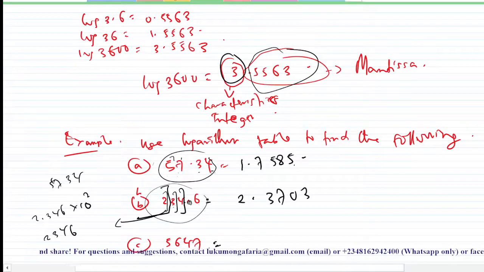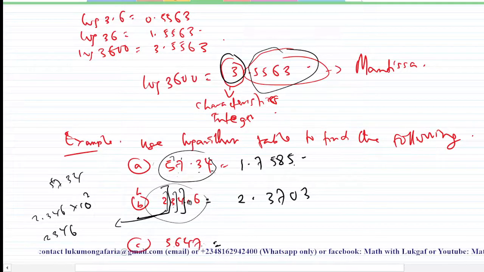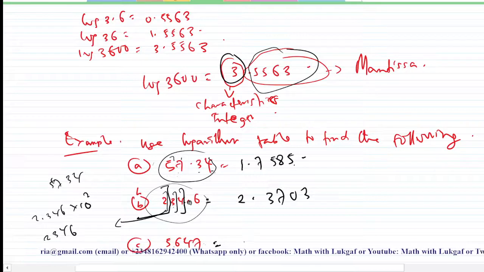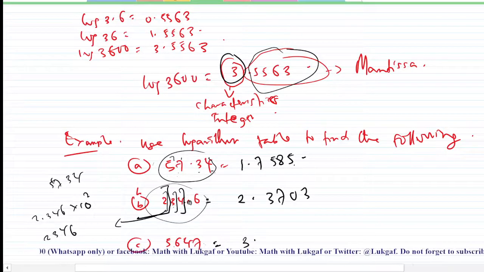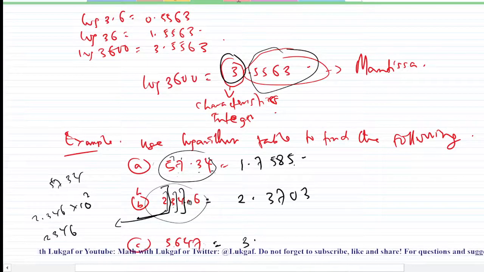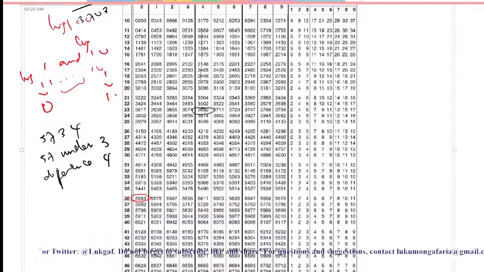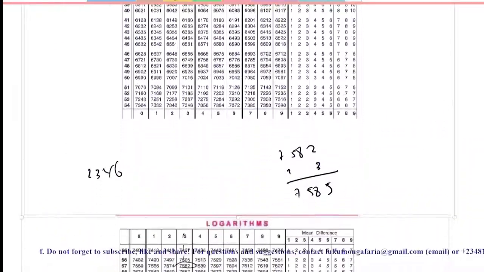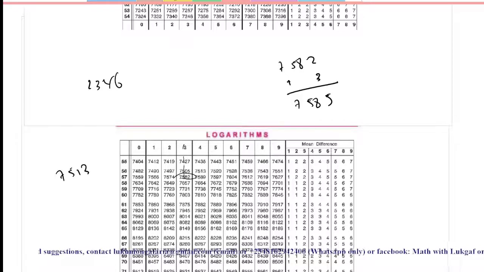What is your characteristics part? Remember, you count the number of digits and subtract 1. We have 4 digits here. If you remove 1, you have 3. Then this will be 3 point. Then what are you going to look up in your four-figure table? That's 56 under 4 difference 7. Let's go back. 56 under 4, difference 7. So 56 under 4. That's 7513.